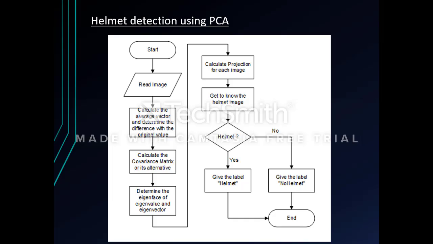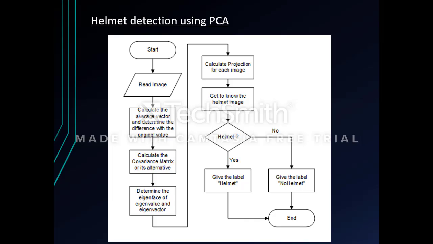And this is the PCA we used to detect the helmet. First, read the image that we get from the previous method, then we get the image, I mean the resulting image.